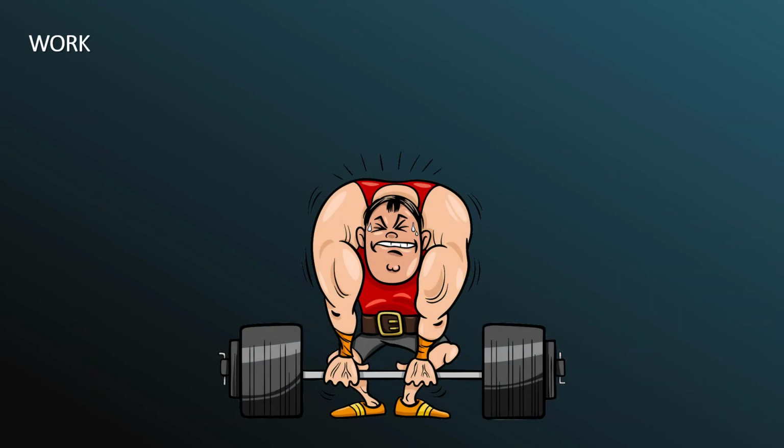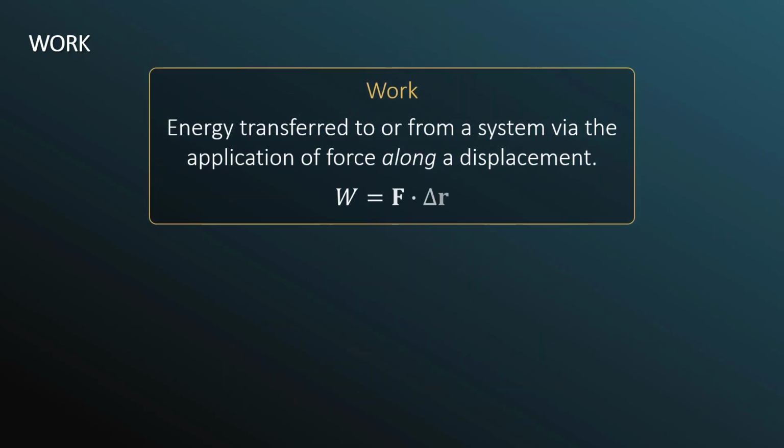What about this situation? This lifter is attempting to move the barbell. He's exerting a lot of energy. He's pulling up, but the barbell doesn't move up. Since the barbell does not move, even though he's applying a force, no work is done on the barbell. Even though he's expending energy, he's not actually imparting any of that energy into the barbell itself, so no work is done.